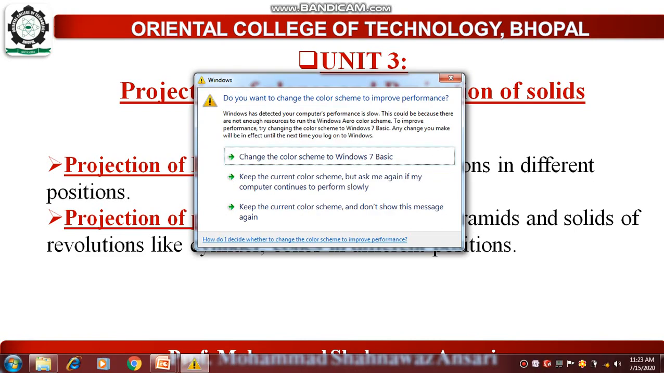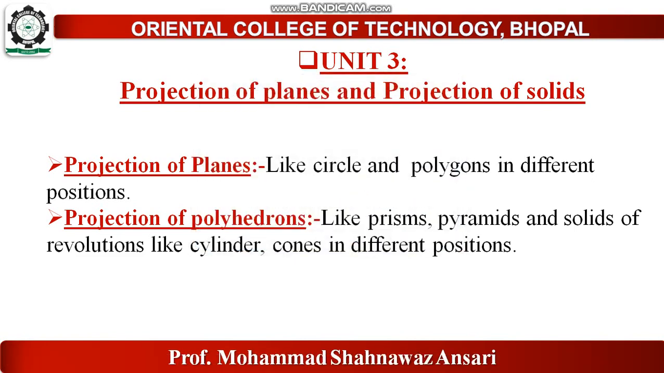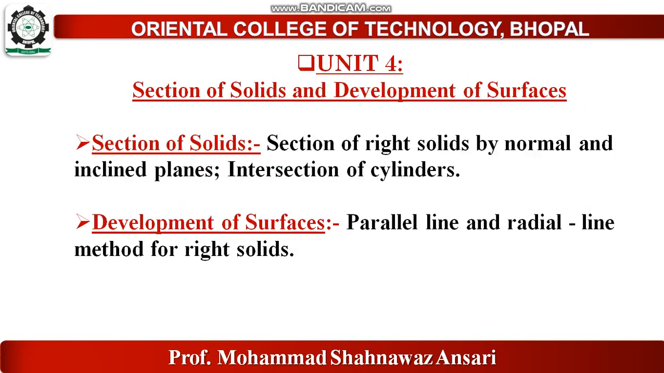Now the next topic is projection of polyhedrons. Projection of polyhedrons like prism, pyramid, and solids of revolution like cylinder and cone in different positions. Now unit 4 is very important: section of solid and development of surface. In section of solid we study section of right solids by normal and inclined planes, and also intersection of cylinders. Intersection of cylinders is out of syllabus in RGPV.